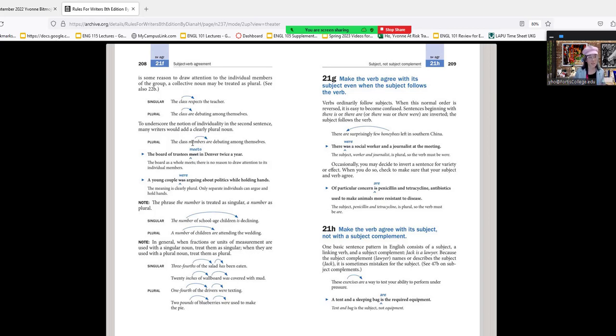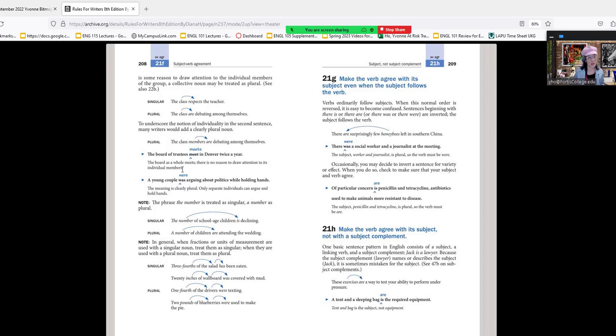The Board of Trustees meets in Denver twice a year. So here the Board of Trustees, all of them meet together as one. So therefore it becomes singular. So the board as a whole meets. There's no reason to draw attention to its individual members. So when you're not drawing attention to the individual members, then the collective noun, which looks plural, can then be singular.